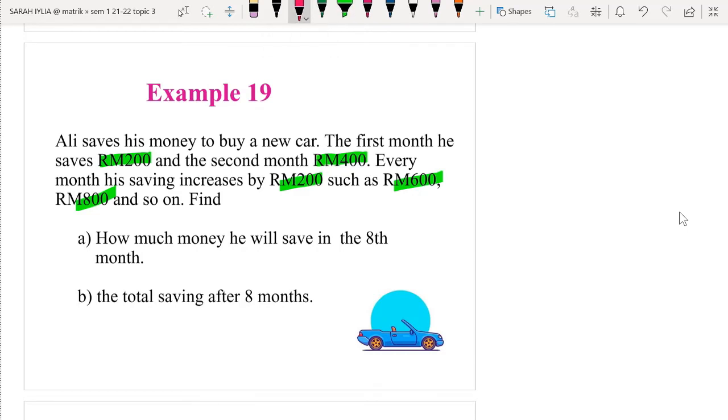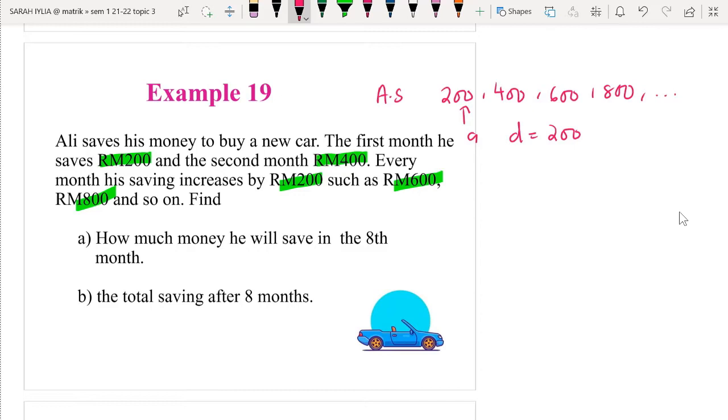Kalau saya list as a sequence form, dia akan start dengan 200, after that 400, and then 600, 800, and then the list goes on. And if you analyze this, this is basically once again an arithmetic sequence. So 200 will be our A, and our D in this case will also be 200. Itu dia punya increase monthly.